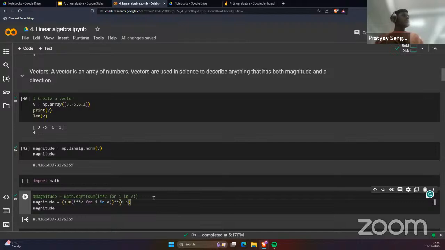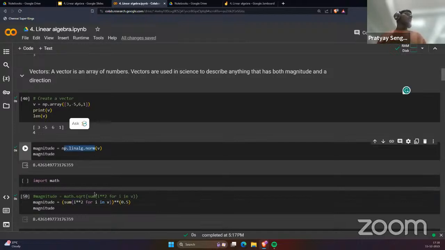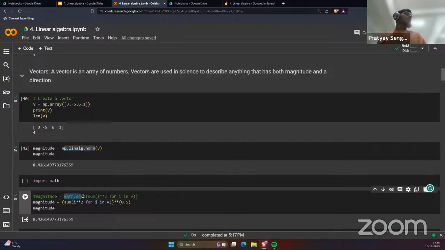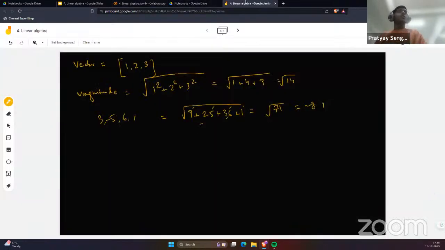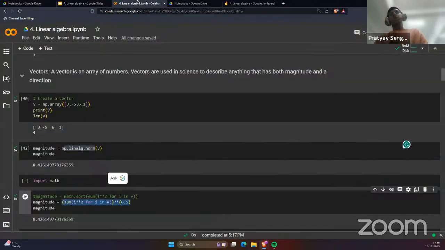You can simply use the Python linear algebra norm, or if you want to use math, you can use math. If you don't want to use any of these, that is also fine. You use the formula we have seen yesterday. There are multiple things you can use: the default formula, or you can actually implement the formulas yourself to get the magnitudes. Right, so I'll post all the codes also.